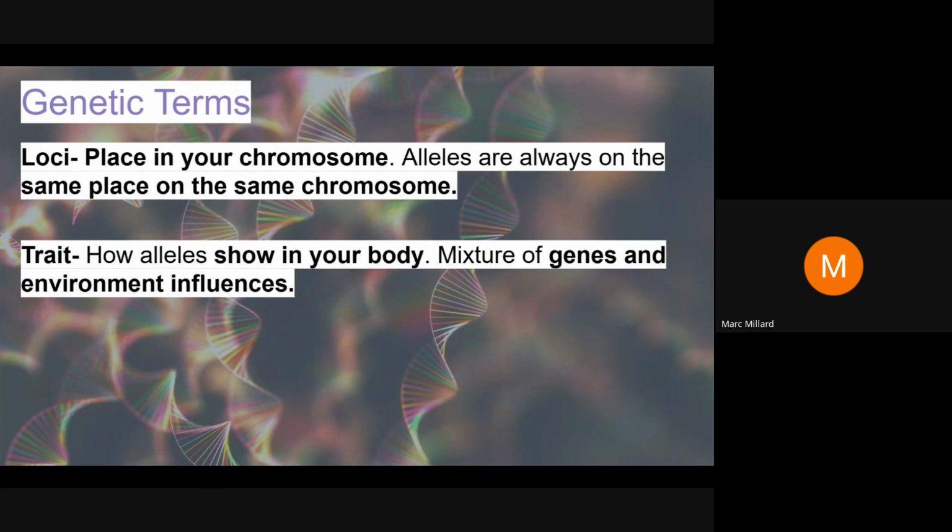Loci. This is a place in your chromosome. Alleles are always on the same place on the same chromosome. Trait is how alleles show in your body. A mixture of genes and environment influences a trait.